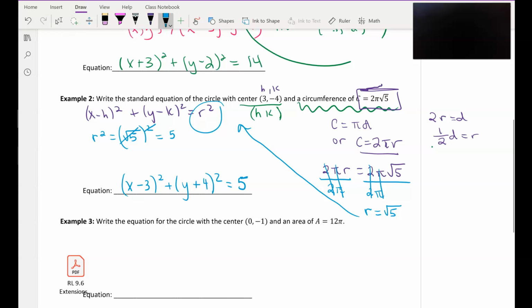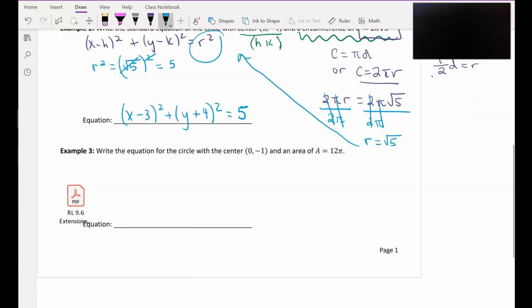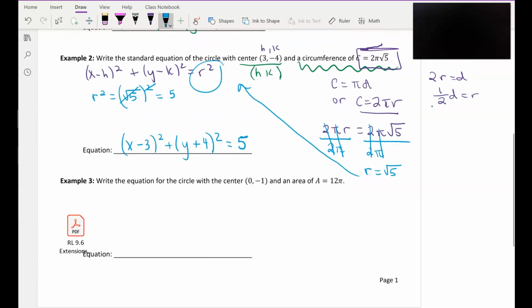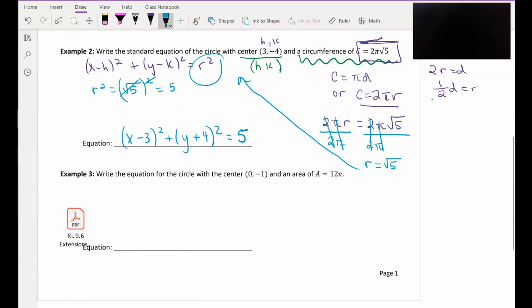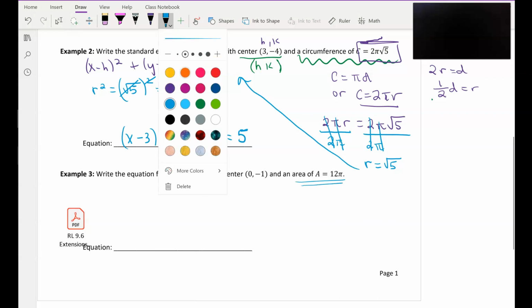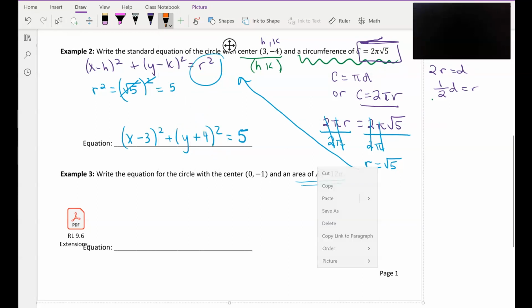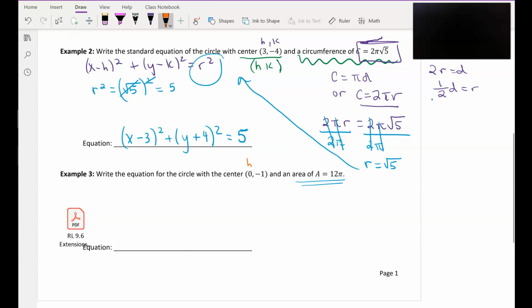All right, one last example. Sorry, this little PDF is in the way. I couldn't move it. We're doing a very similar thing to the problem above. We're given the center, but we are given an area instead of a circumference. So the thing that needs to change is when we find the radius. Because we already have our h comma k for the center, when we find the radius or the radius squared, we need to use the formula for area, which is pi times the radius squared. So that's good news for us. It already has r squared in it.